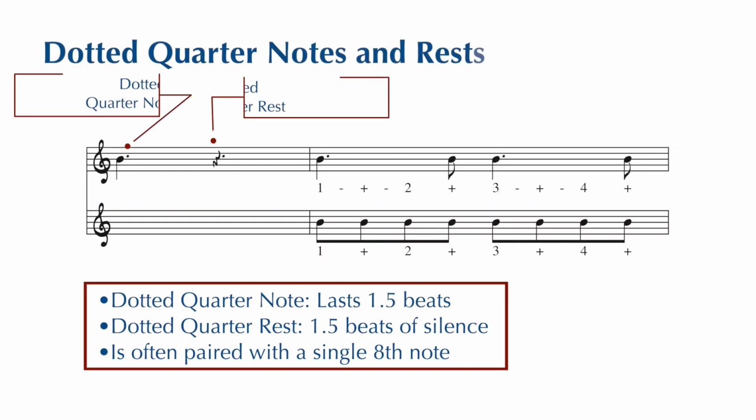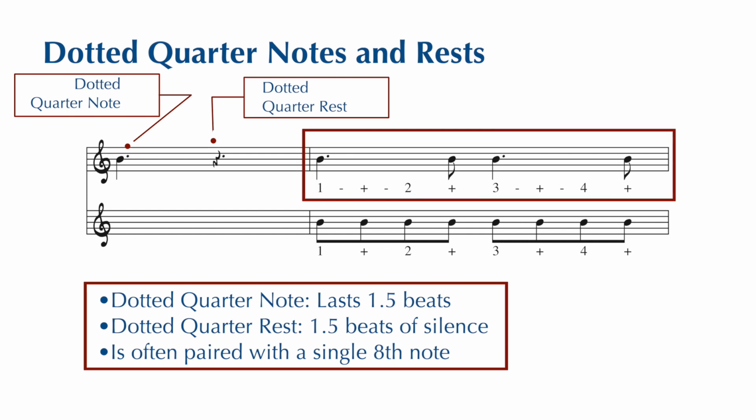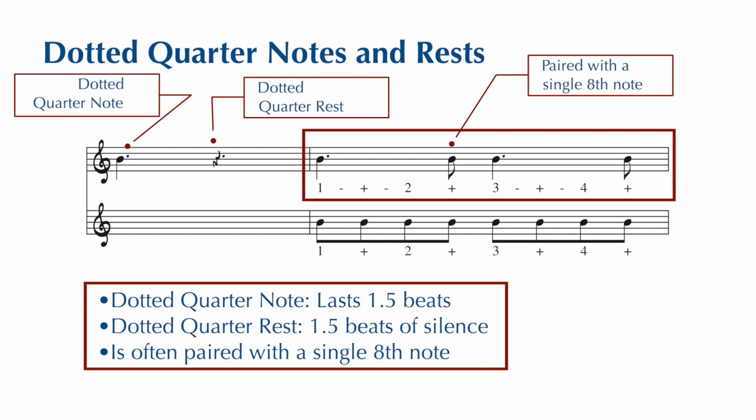Here's a dotted quarter note and a dotted quarter rest. The dotted quarter note lasts 1.5 beats and is usually paired with a single eighth note counted like this. 1 and 2 and 3 and 4 and.